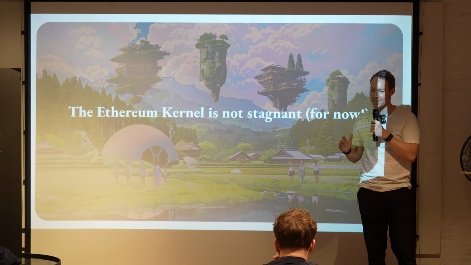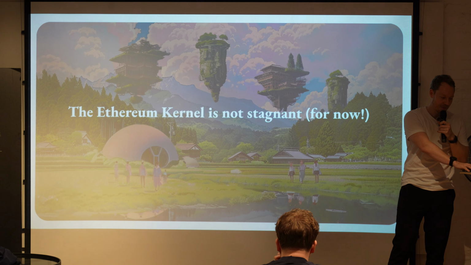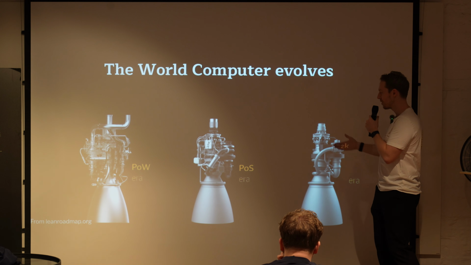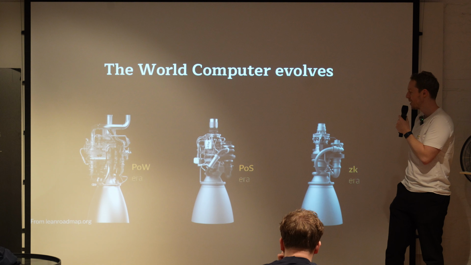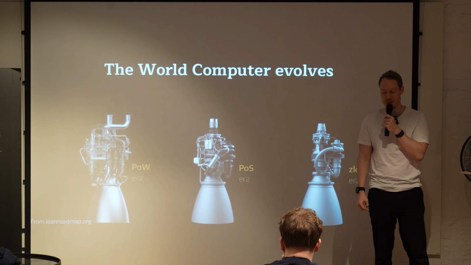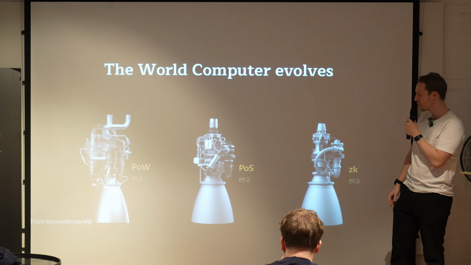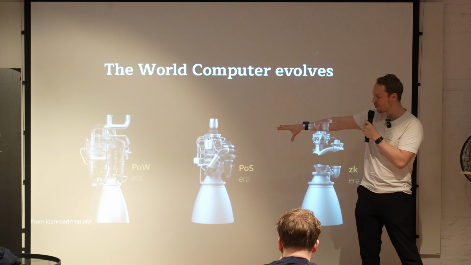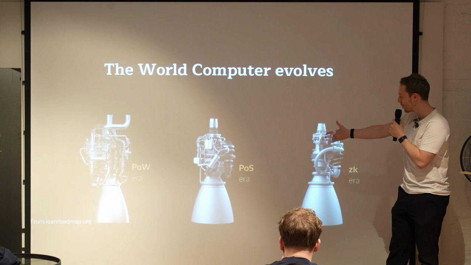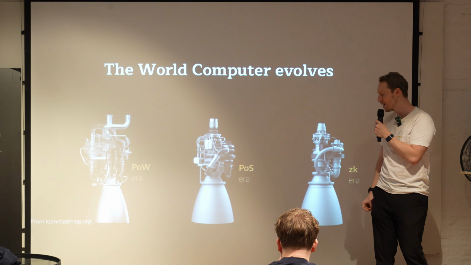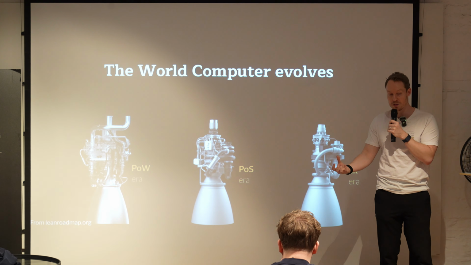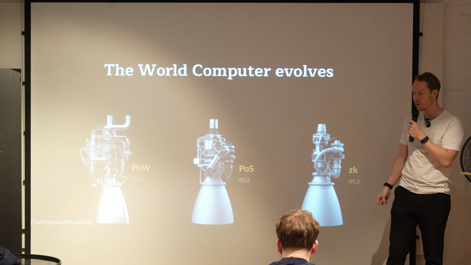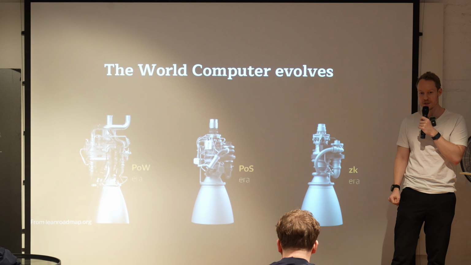And other blockchains are different. One example of this, I really like this meme because it visualizes it a bit. It's based on the Lean roadmap, so Justin Drake has been quite involved here. Proof of work was the first era of Ethereum. Now we're in the proof of stake era, and zero knowledge technology is very likely to be the future era of Ethereum. A lot of people are building towards this.